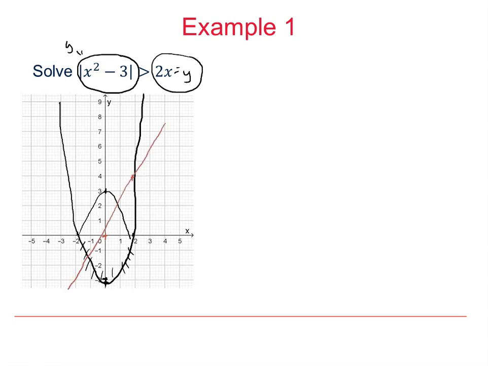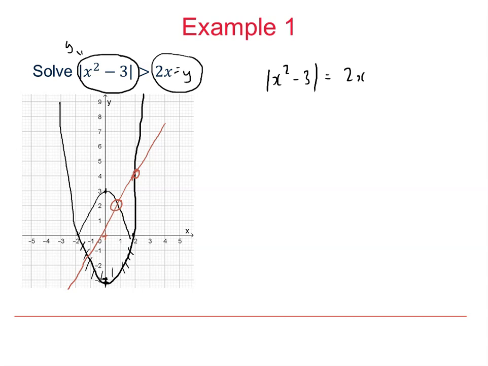And we can see there are two crossing points. One of them round about here and the other at this point here. Those crossing points we can find by solving algebraically the equation which says that the modulus of x squared minus 3, so mod x squared minus 3, is equal to 2x.